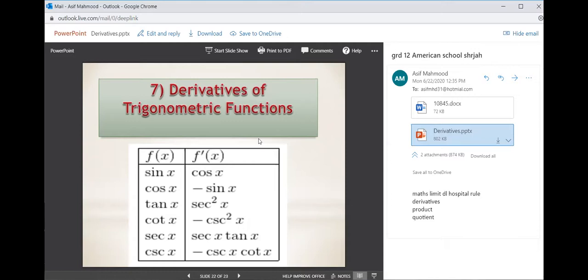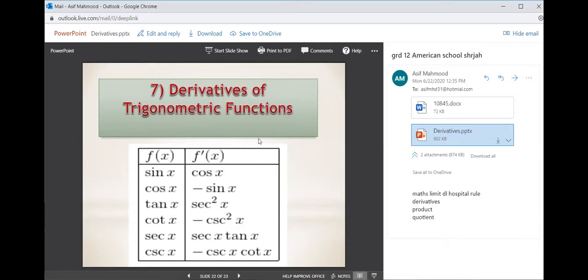And the cosec is negative cosecant x cotangent x. Only the negative will come, like the previous one. And the cotangent x is negative cosecant squared x. Mashallah, so more than 50% you remember it.